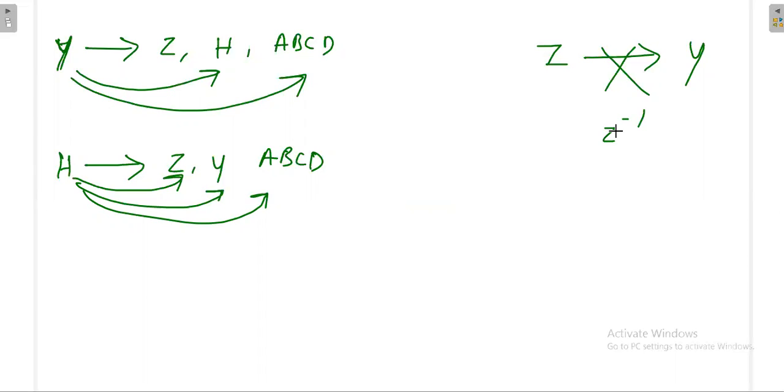So okay, like this, how many conversions are possible, sir? Anybody? How many such conversions are possible?